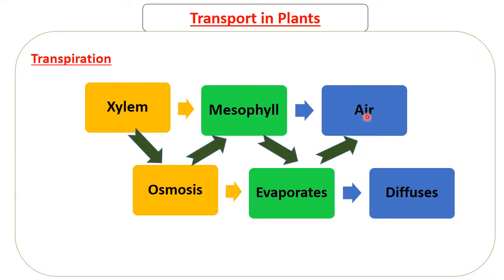So when water is in the air, it diffuses out to the upper atmosphere. So there are three stages and three processes that are involved for water to move from xylem to the outside environment.